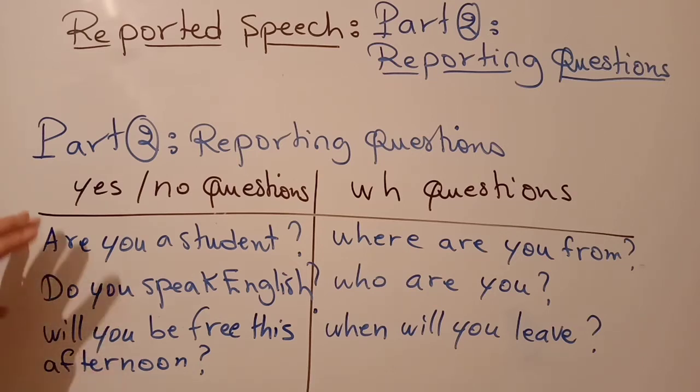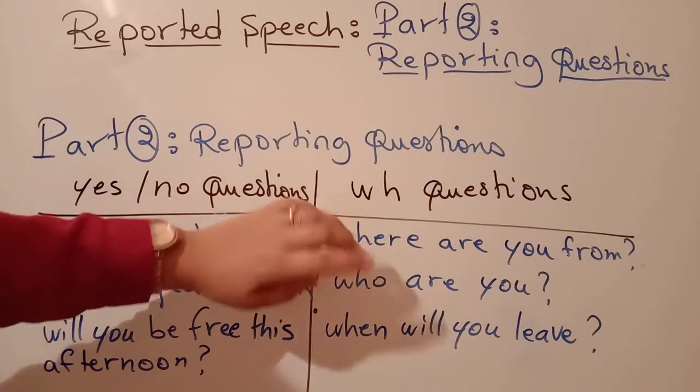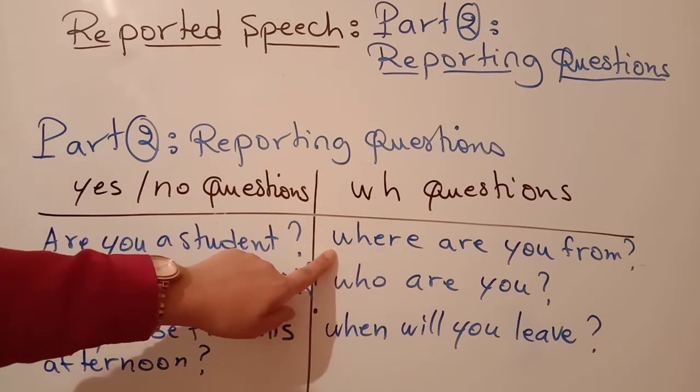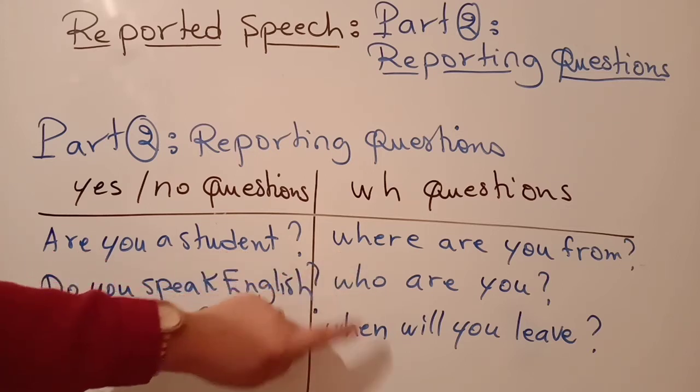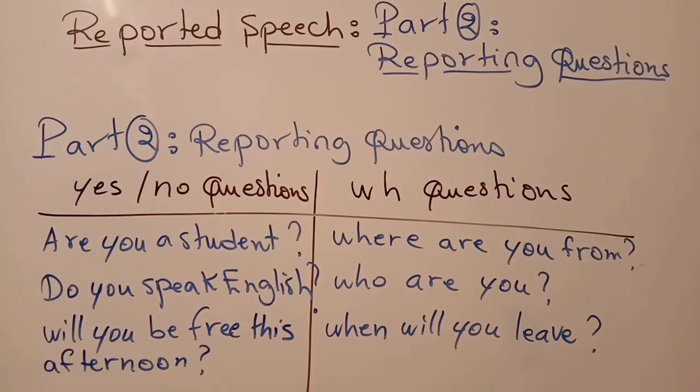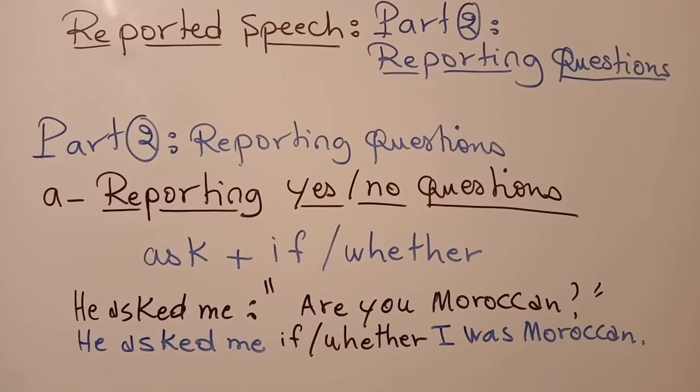As you see, in yes or no questions, we start with the auxiliary: are, do, will. Are functions as an auxiliary verb. Do is the auxiliary of the present simple. And then you have will, a modal verb which functions as an auxiliary. Then you have WH questions. WH questions start with the WH word, for example where, who, when, what, and so on and so forth. Right? Now let's focus on reporting yes or no questions.